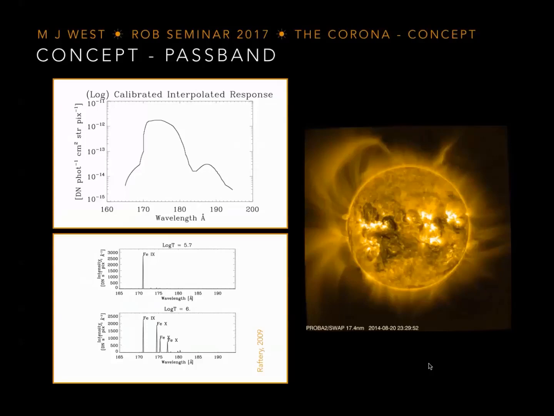And so I've put up a picture here from the Proba 2 SWAP imager. And we turn around and say that SWAP observes around 600,000 Kelvin. And roughly speaking, that's correct. But if we actually look at the passband, we see this big blobby structure. So it's quite broad. And if we look at the wavelengths, the different lines that we can actually see throughout this passband, there's a couple of different lines in there. So we're not strictly seeing just one temperature and one wavelength. And that's important to bear in mind.